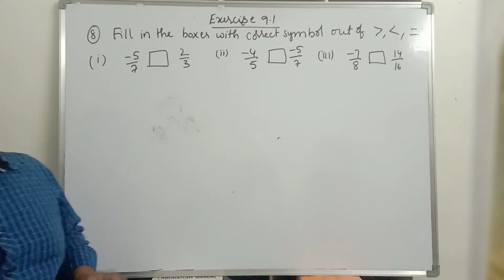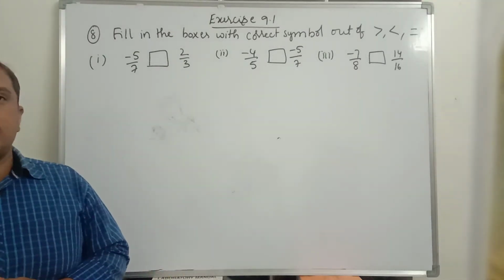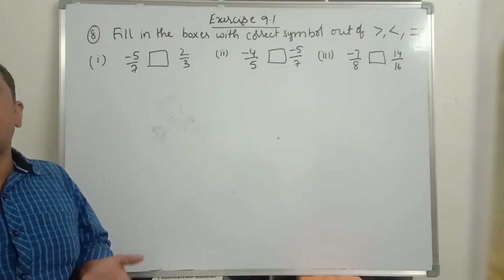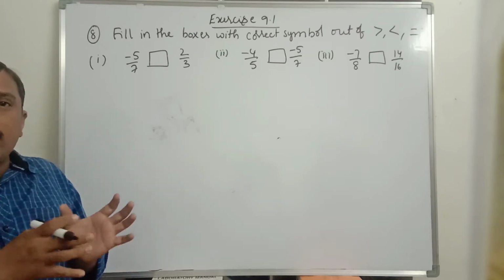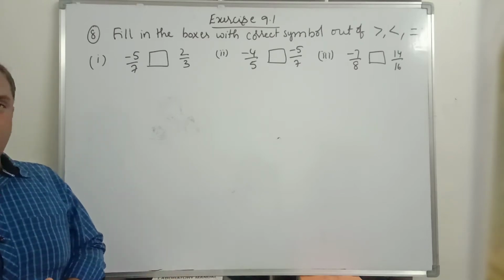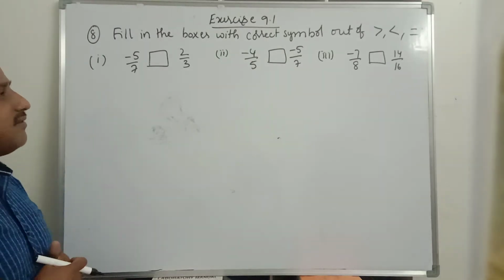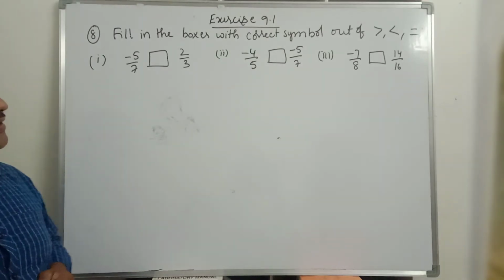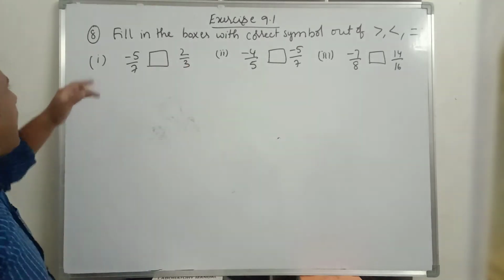In the last class we discussed finding rational numbers between two given rational numbers, finding the next rational numbers in the given pattern, and identifying which pairs of rational numbers represent the same rational number. Today also we will continue the same concept, that is rational numbers. We will discuss exercise number 9.1, the 8th bit.